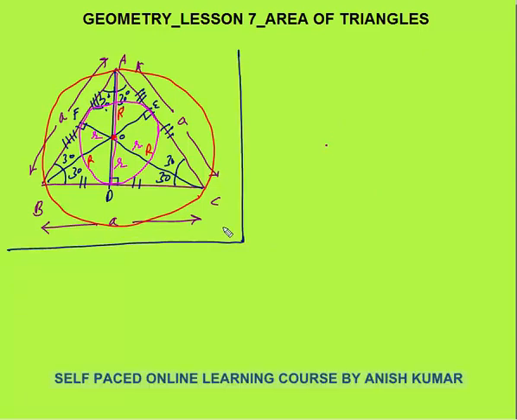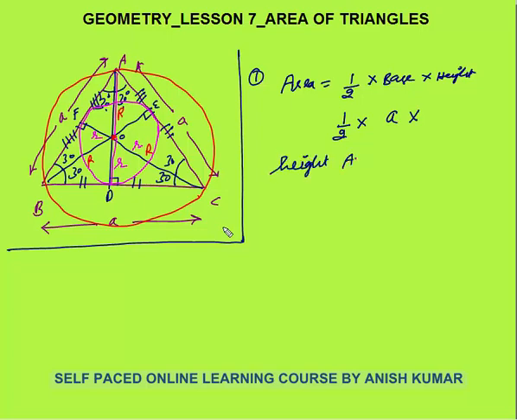Now I will discuss with you the area of a triangle. The first and most important method to calculate the area of a triangle is half into base into height. Area, this is the first method. Area is half into base into height. The base of the equilateral triangle is A, because the length I have taken is A. What about the height of an equilateral triangle? Height is AD.